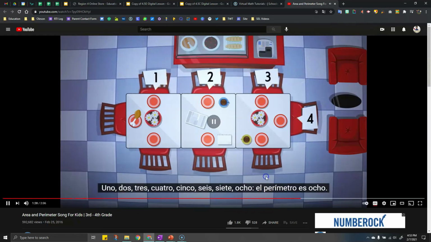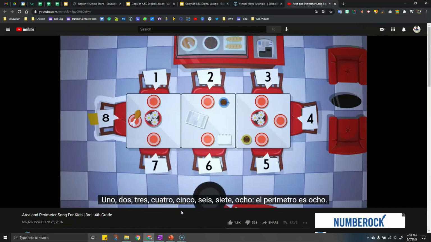1, 2, 3, 4. Okay, so something I just want to make clear, they're counting the chairs to represent perimeter, and that's a very basic thing to do. But in 4th grade, we don't count things outside. We actually measure the length of, for an example, this table, okay? I just want you to understand that.